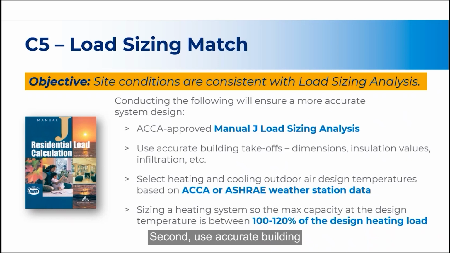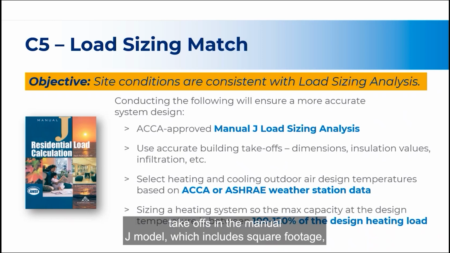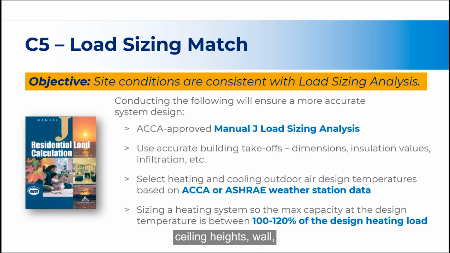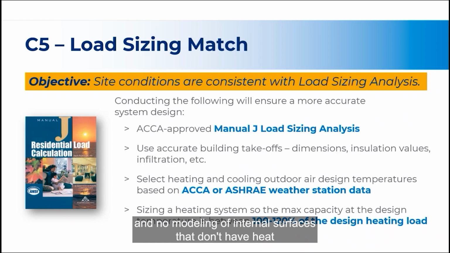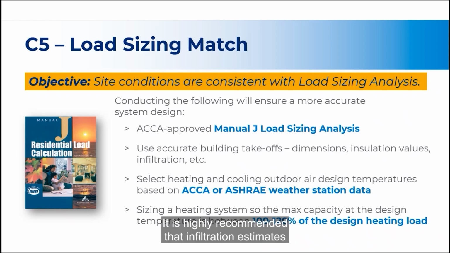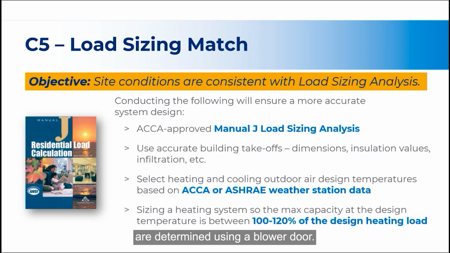Second, use accurate building takeoffs in the Manual J model, which includes square footage, ceiling heights, wall, ceiling, floor, and window areas, insulation levels and window quality, infiltration or leakiness estimates, representation of above grade or below grade surfaces, and no modeling of internal surfaces that don't have heat loss, like the floor between two heated stories. It is highly recommended that infiltration estimates are determined using a blower door.